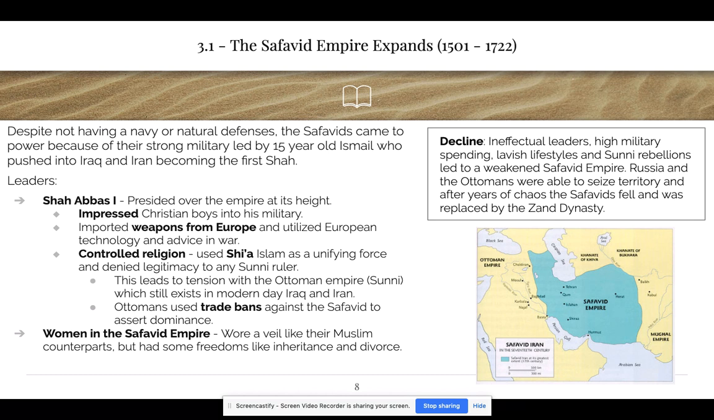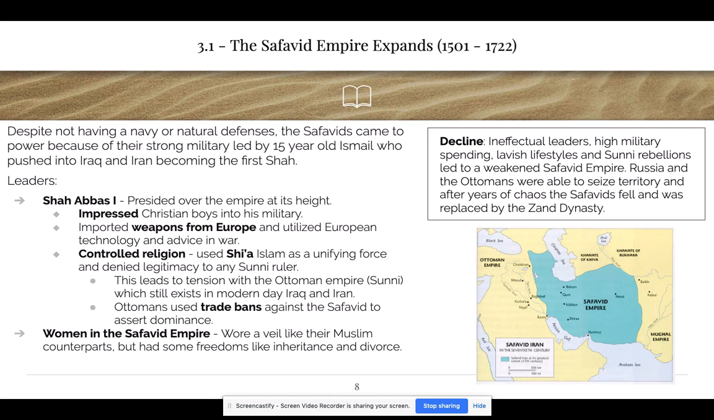And this is key. Write this down. In the Safavid Empire, he made everybody be Shia Islam. He used religion as a unifying force. The Ottomans were much more tolerant, much more lenient towards other religions, and that was kind of how they kept the peace. But if you were in the Safavid Empire, you had to be Shia Islam. He denied legitimacy to any other Sunni ruler. He imposed taxes on non-Muslims, and this led to a lot of tension with the Ottoman Empire.